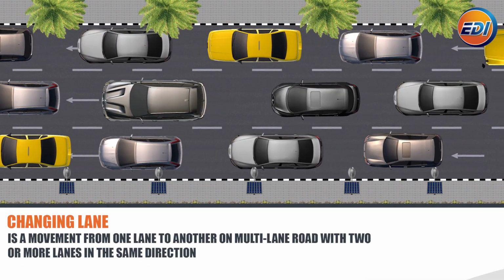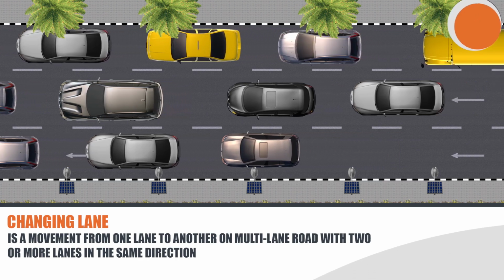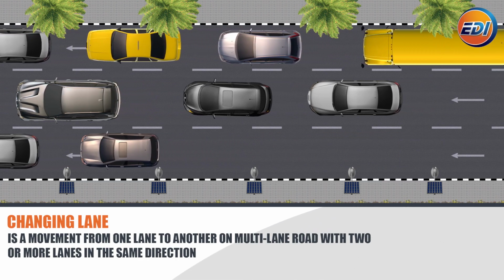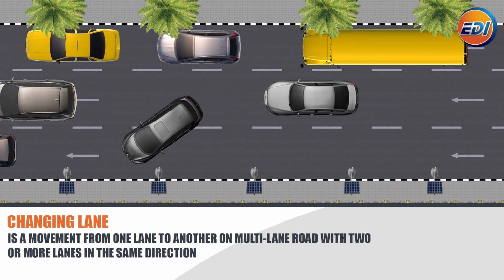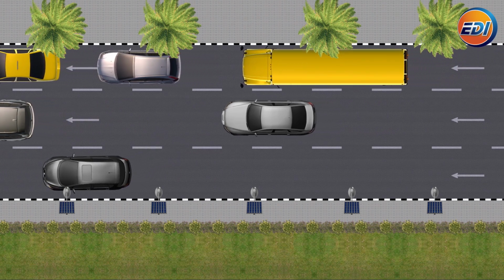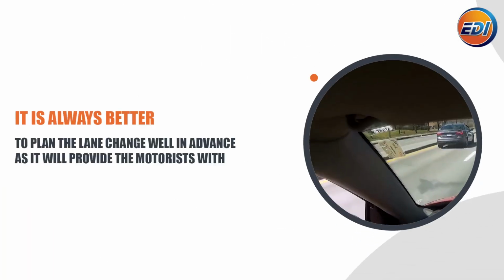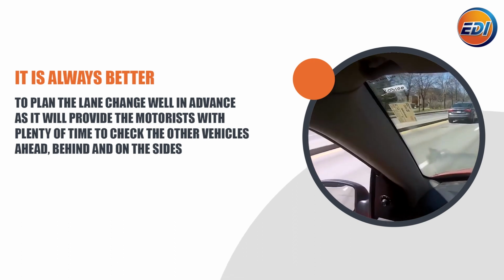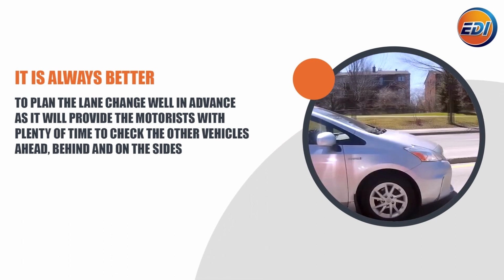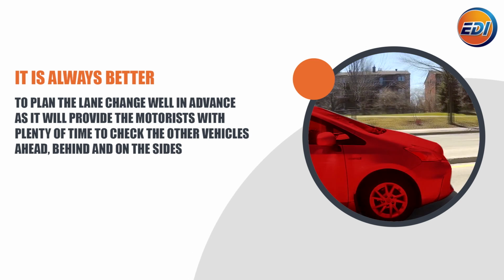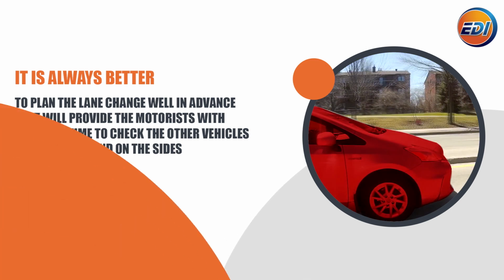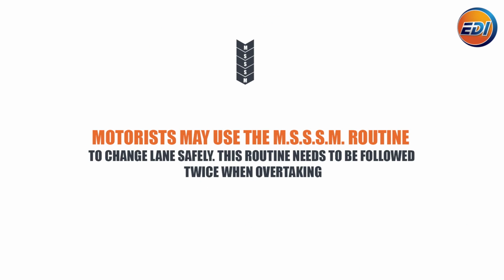Changing lanes. Changing lanes is a movement from one lane to another on multi-lane road with 2 or more lanes in the same direction. It can be a dangerous maneuver, as many crashes occur when motorists change lanes. It is always better to plan the lane change well in advance, as it will provide the motorists with plenty of time to check the other vehicles ahead, behind, and on the sides. Motorists may use the MSSSM routine to change lanes safely. This routine needs to be followed twice when overtaking.